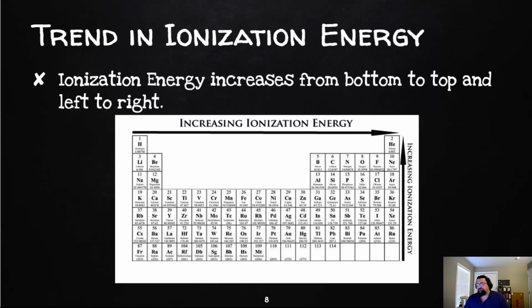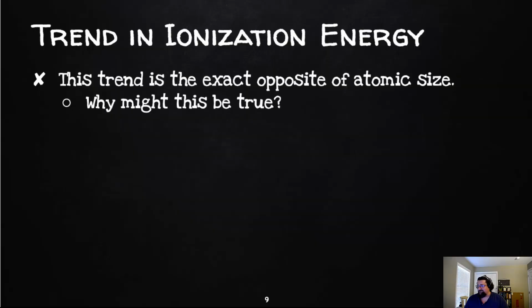And so we establish, using the periodic table, a trend for ionization energy. It increases from bottom to top and left to right. All right, so our ionization energy will be highest up here near helium, lowest down here near francium. And so what we're going to notice here then is this is the exact opposite of atomic size.